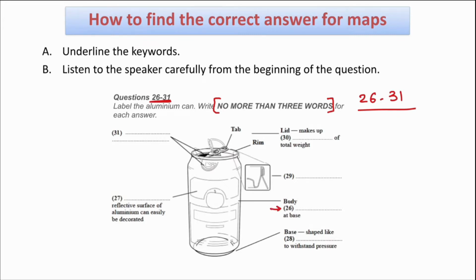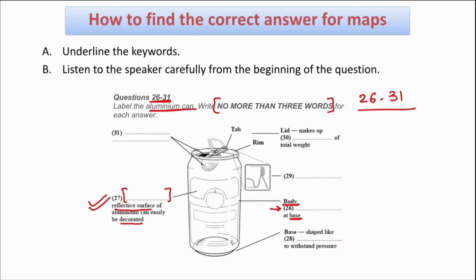So question number 26 starts from here and it is written body. That means you have to label the body. Dash at base. So base is your keyword, body is your keyword for the 26th question. Then when you come to the 27th question, here you have to find the answer by marking the keywords such as reflective surface and decorated. You cannot mark the keyword aluminium can here because it is the title already. So this cannot be your keyword.